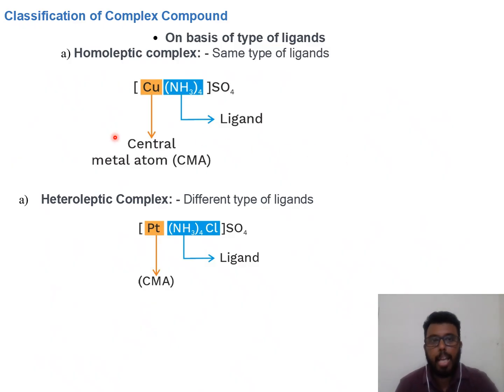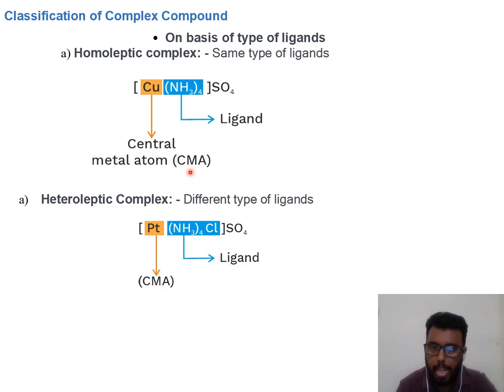Okay, classification of a complex compound. So look at this complex. This is a homoleptic complex. Homoleptic means the same type of ligands. You can see inside the bracket, you have four ligands and the copper. The one highlighted in orange is the central metal atom.